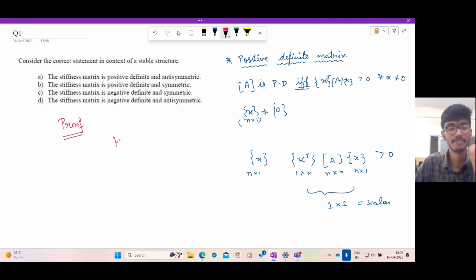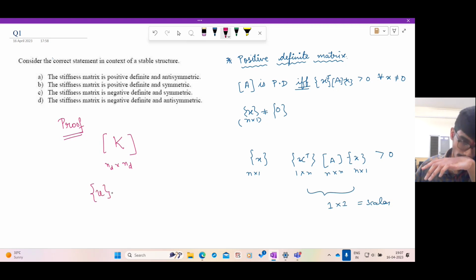So the stiffness matrix is K. What is the size of the stiffness matrix? It is just the number of degrees of freedom, ND cross ND. Now let us take any U, which is ND cross 1. So this is the stiffness matrix, and this is any vector of nodal displacements, ND cross 1.